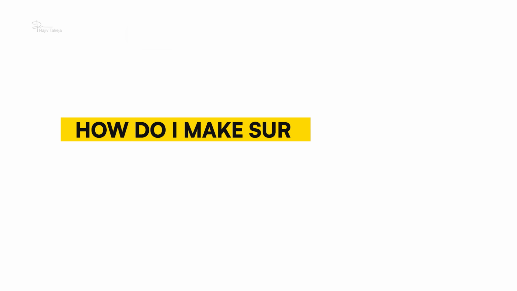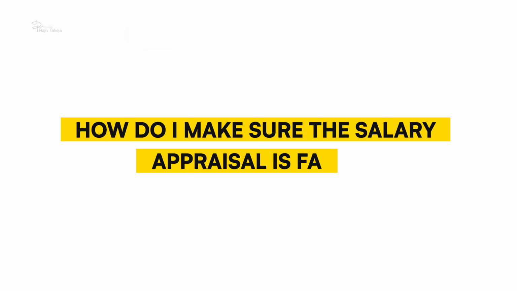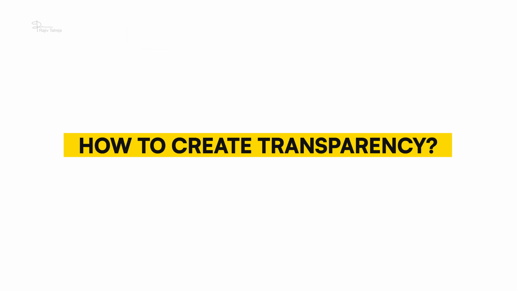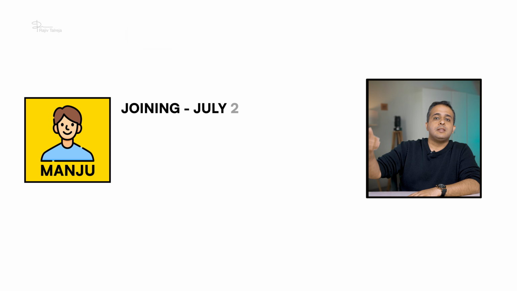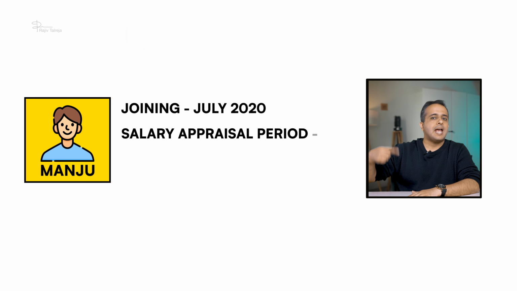Now, the next most obvious question is, how do I make sure that the salary appraisal is fair to the company and is fair to the individual? And how do we create transparency so there is no conflicts when it comes to salary appraisals and expectations of people? For that, there are certain practices that you as a business owner or a management team need to undertake at the beginning of the appraisal cycle of an individual. So say for example, I have a team member on my team whose name is Manju. Now, Manju joined us in the year 2020 in the month of July, which means July is a salary appraisal period.